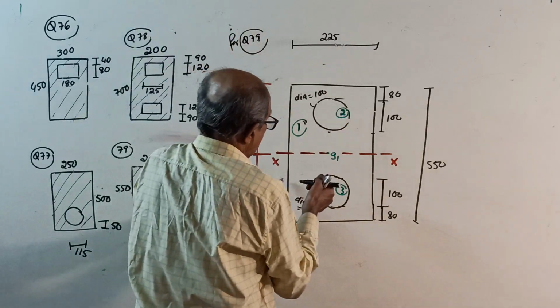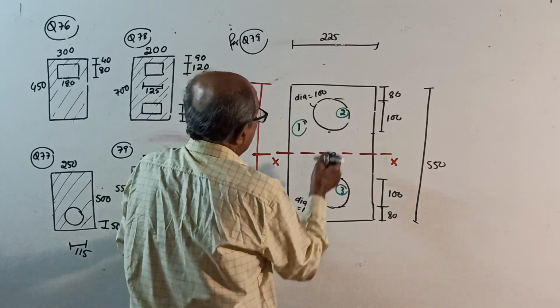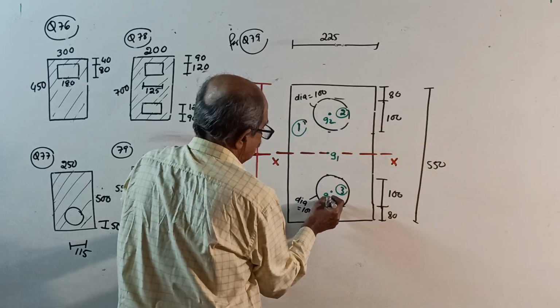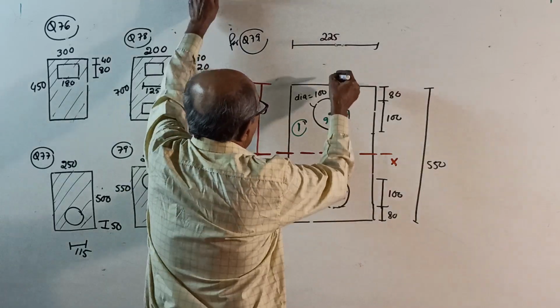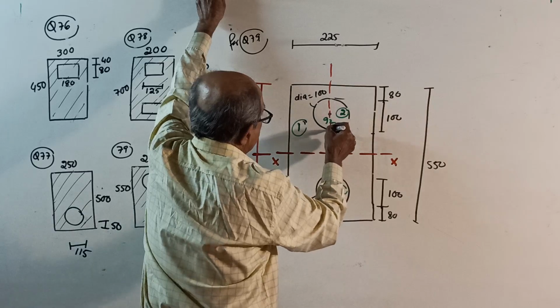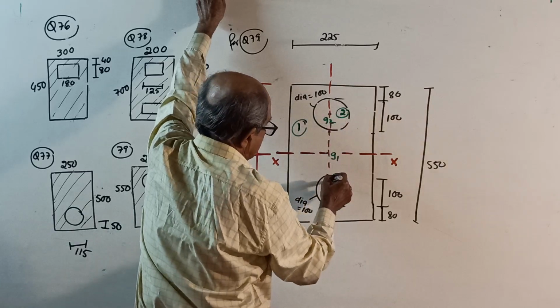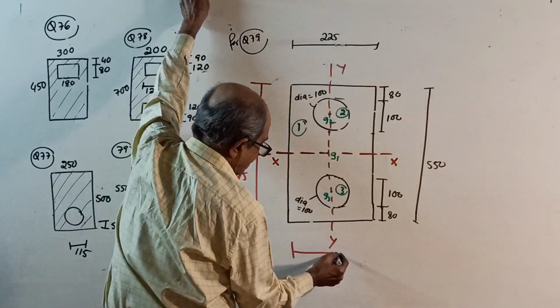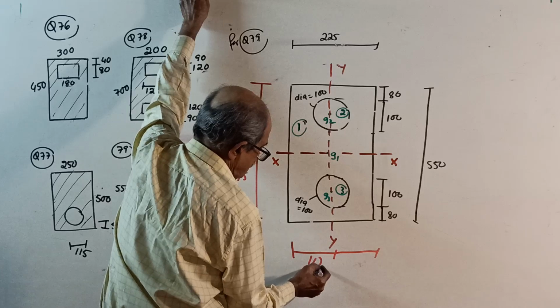Y. See, now I forgot to mark G2, G3. Okay, not required. G2 and G3, all should come in one line. See? Y axis. 225. You write here, 112.5.